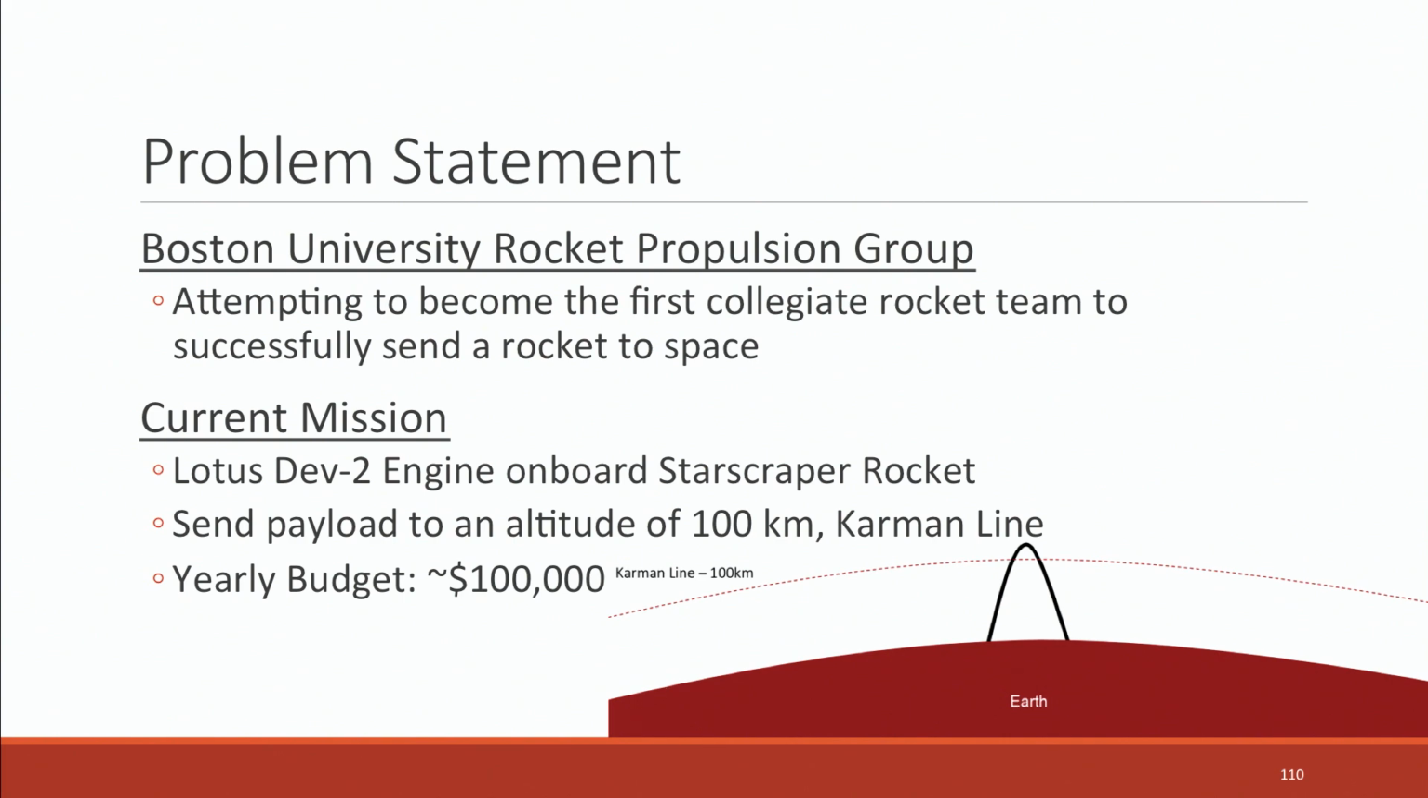The current mission has the Lotus Dev 2 engine on board the Starscraper rocket, and the yearly budget for the team is about $100,000. So that's something to keep in mind as the presentation goes forward.